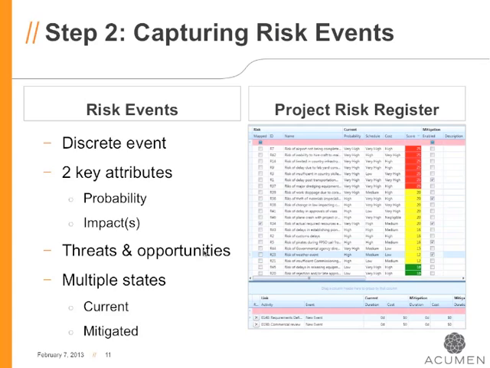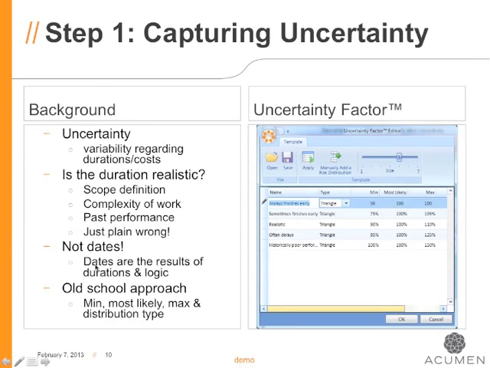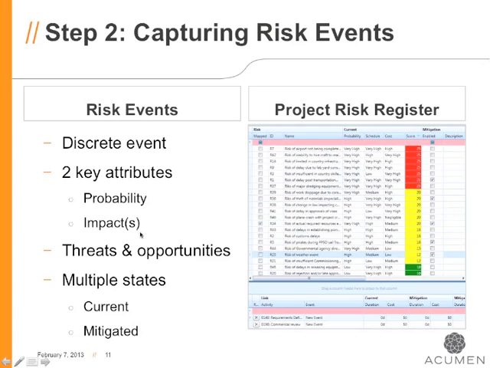As I mentioned, risk events are captured in what we call a risk register. A risk event is a discrete event, so it's subtly different from uncertainty. Uncertainty on a cost or duration is largely driven by, for example, lack of scope definition or complexity of work, or as we mentioned, past performance, or maybe just the duration is just plain wrong. Whereas a risk event is an external event that has a probability of occurring, and then if it occurs, it will have a cost and potentially a schedule impact on either an activity or a group of activities.